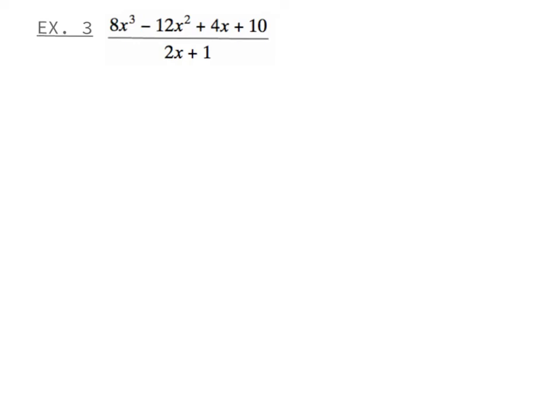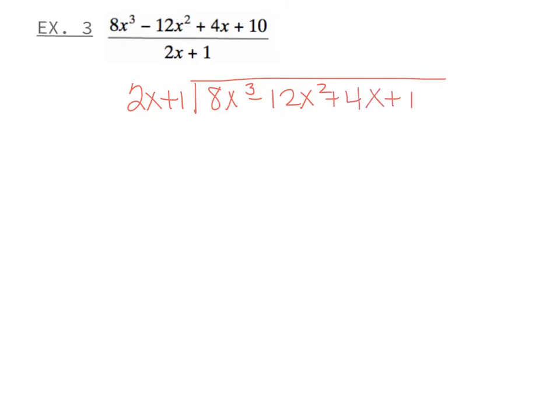Okay, feel free to pause at any time. I'm going to go a little bit faster. So I have 2x plus 1 outside of my house, and I have 8x cubed minus 12x squared plus 4x plus 10. In order to make my 2x into 8x cubed, I need to multiply by 4x squared, and that's going to go right above this one. So I'm going to multiply my 4x squared to the 2x plus 1. That gives me 8x cubed.